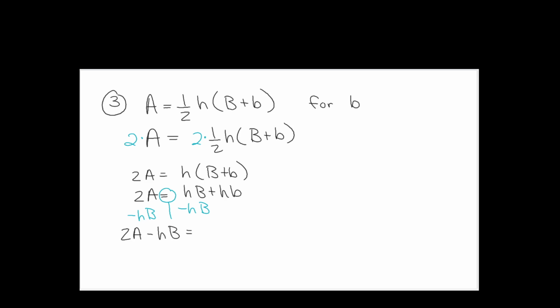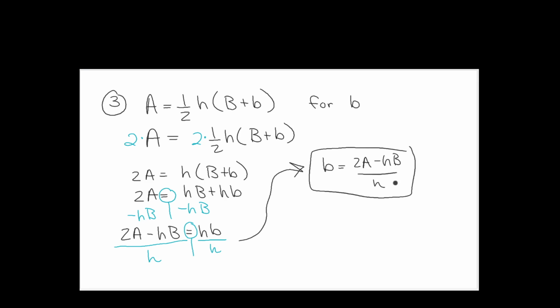We still have the lowercase b with H. B is still not by itself. So I'm going to manipulate it one more time. It's H times B, so I'm going to undo it by dividing. Now remember, this entire left-hand side would have to be simplified first, so there's implied parentheses, and then divided by H. So that we would be left with, and let's scoot over here, b equals 2A minus H capital B all over lowercase h.